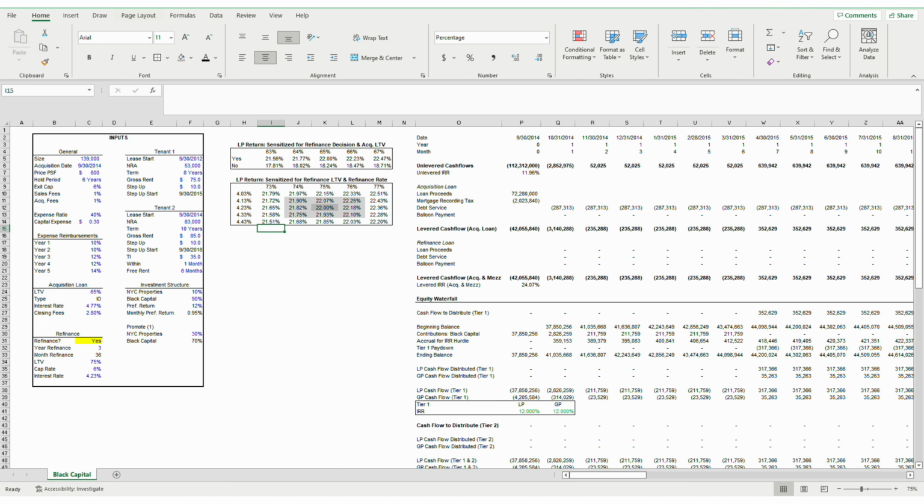And that's pretty much the case. I could keep building the sensitivity tables based on any input, whether that's the refinance month, hold period, or start date for the tenants. The sensitivity tables are very powerful tools after all.